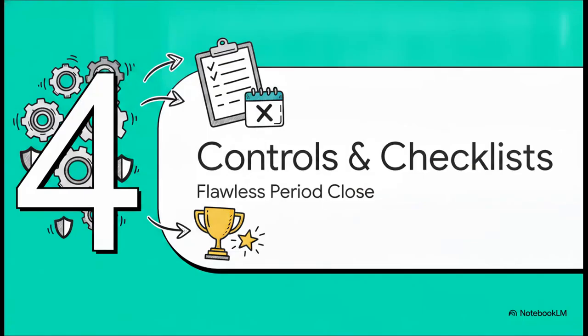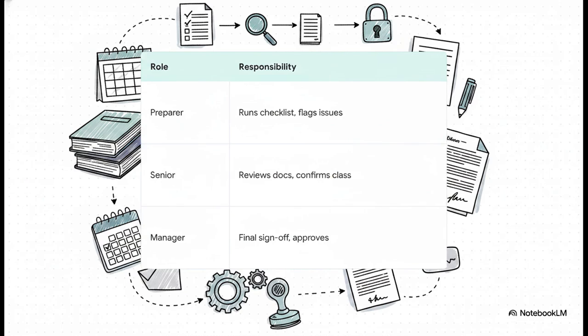Finally, let's take all this theory and turn it into action. We'll go over the controls and the period end checklist you need to execute a flawless close. I want you to think about your specific role right now, because executing this perfectly relies on a really clear chain of command. Every single step is a vital safety check.